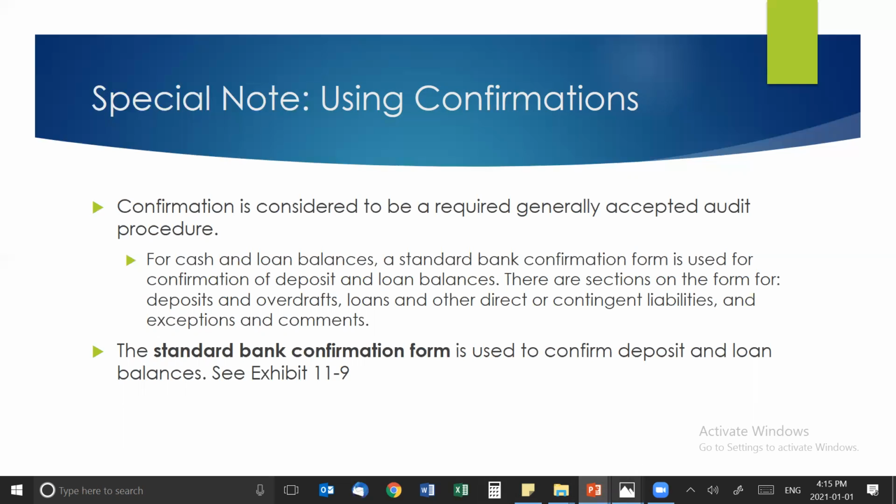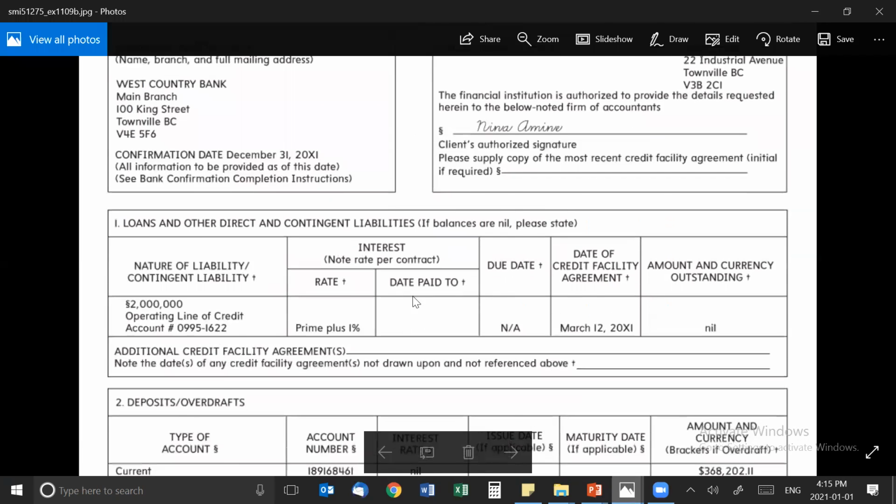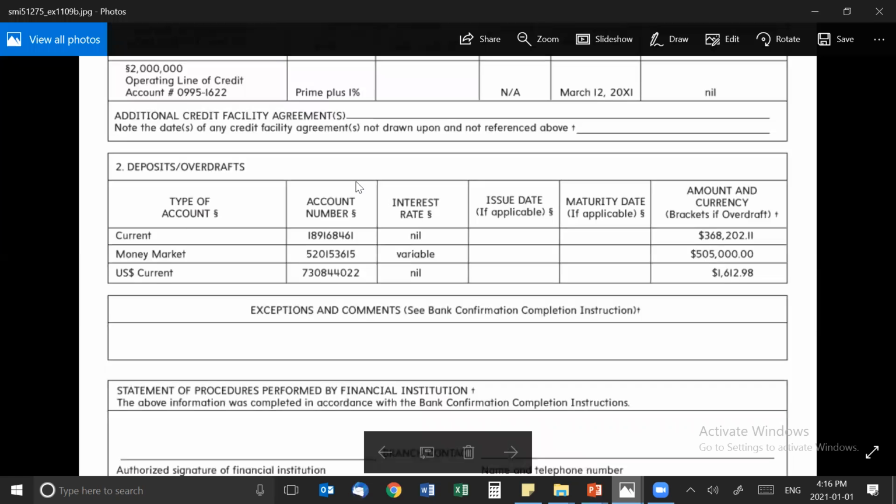So just to show you what a bank confirmation looks like, this is a bank confirmation being sent to West Country Bank, and this is what they have to fill in. They basically have to fill in any loans and other direct and contingent liabilities. Okay, so they have a $2 million operating line of credit, the rate, due date, and then it also talks about what deposits and overdrafts they have.